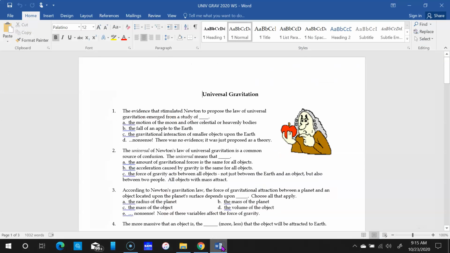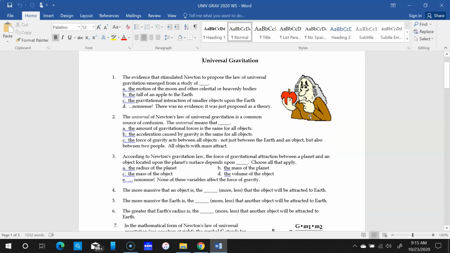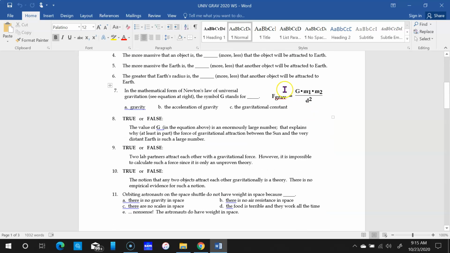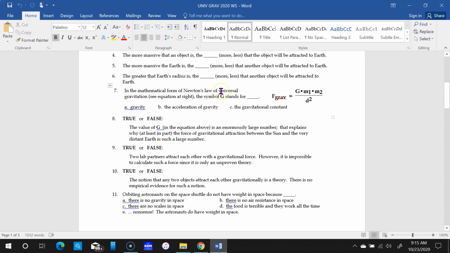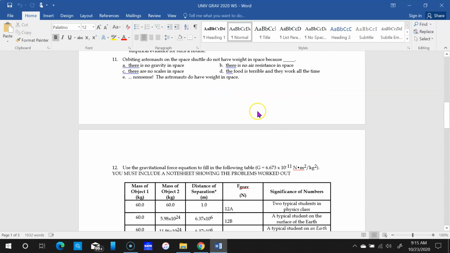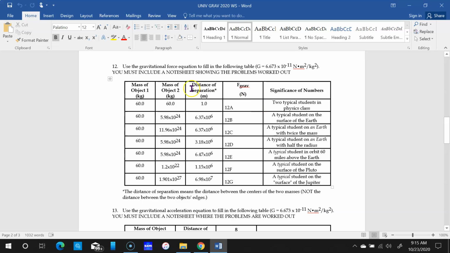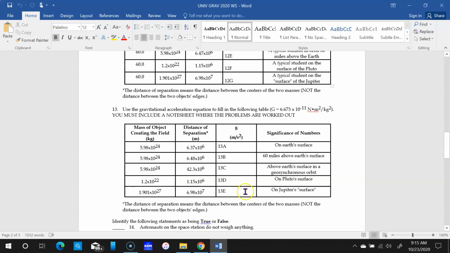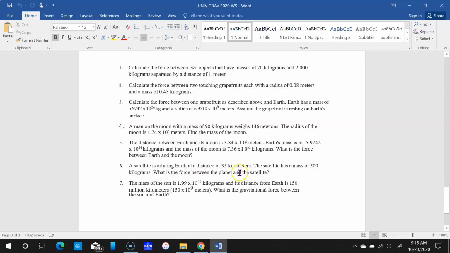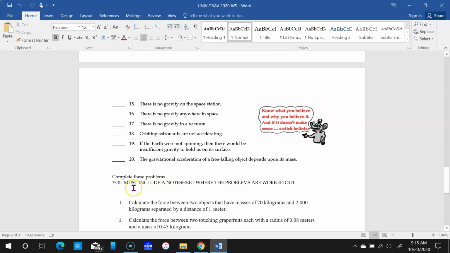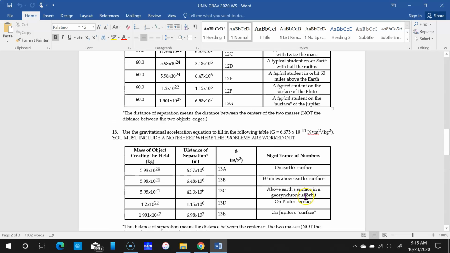The worksheet, again, on pages 1 and 2, has some multiple choice and some A-B options to answer some of the questions, along with some true false. Then you have a problem set here that I'll explain in a minute, some more true false, and then you have your third problem set here. For each of the problem sets, I've asked you to include the working note sheet where the problems are worked out in detail.